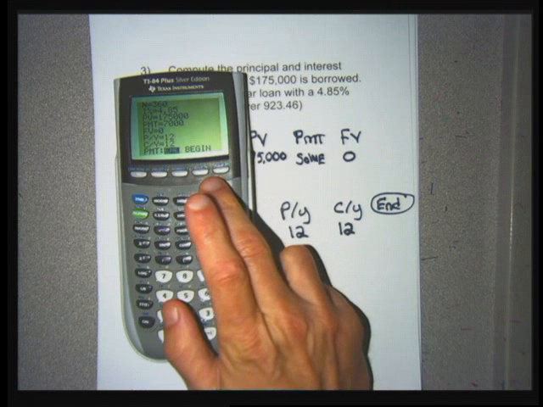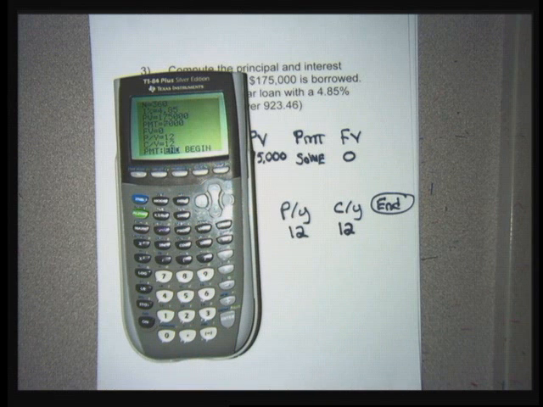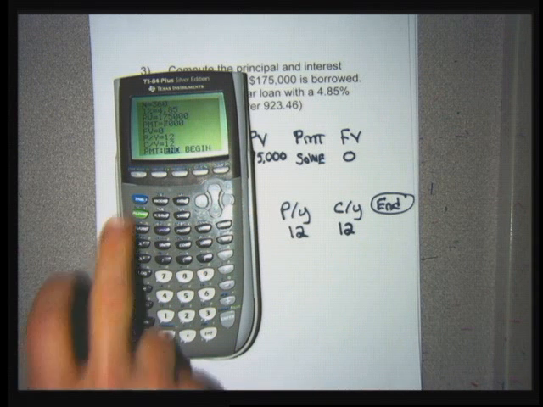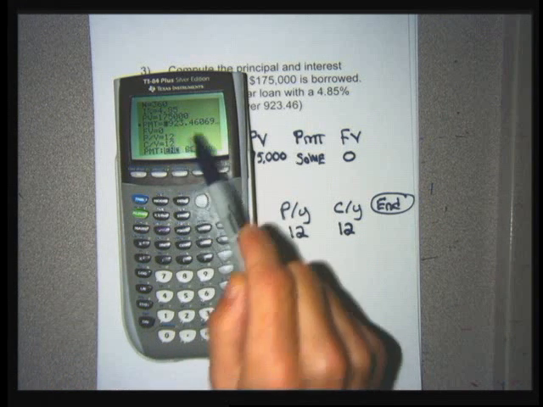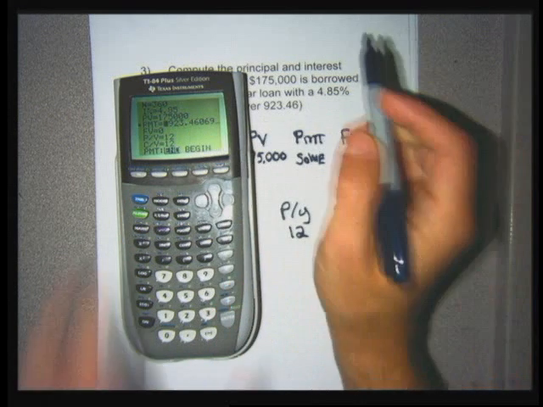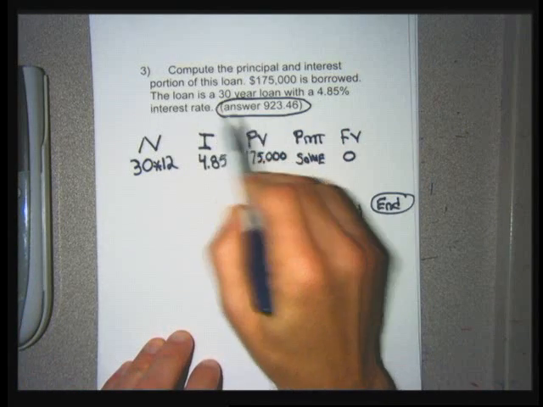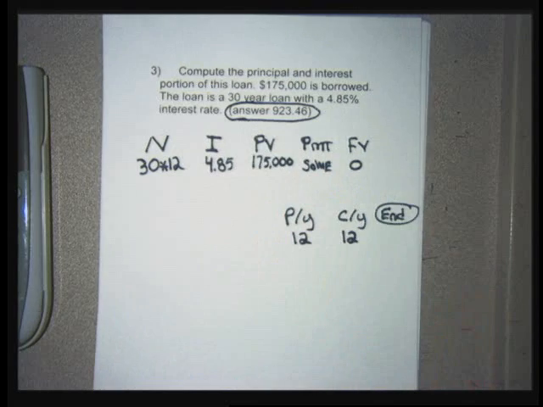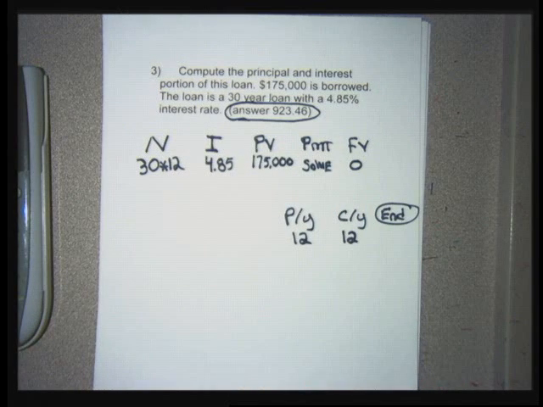Once I have all the values in except for the correct payment, I get my cursor flashing at the PMT. I hit the green alpha button and I hit enter. And I see $923.46, which is the answer to problem 3. So on a test, if you wrote 923.46 in your answer blank, you'd get the correct answer.